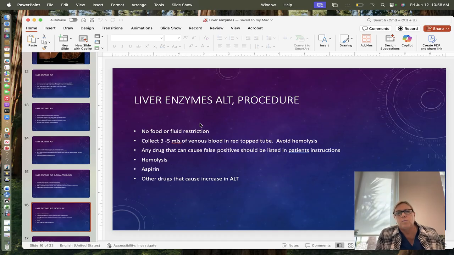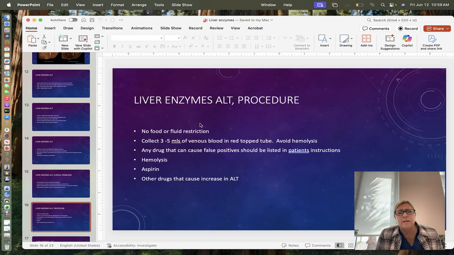So, what do we do when we draw them? We don't usually need to do any kind of fluid restrictions. We will collect that blood, about 3 to 5 milliliters in a red top tube. We always want to avoid hemolysis. That means the breakdown of the cells that'll release potassium.